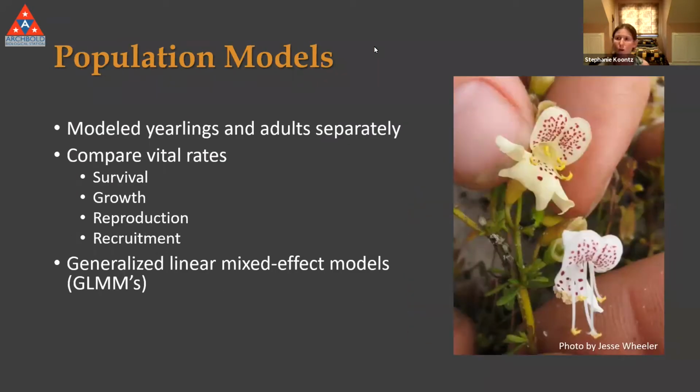So there's two parts to these results sections that I'm going to talk about. First, we're going to talk about some of the population models. This looks very similar to the former graphs that I showed you, but they're predicting responses based on the data that we have. So we partnered with some collaborators at the University of Central Florida, and they ran these models for us. And we were able to compare the vital rates of survival, growth, reproduction, and recruitment among our 4 management treatments.